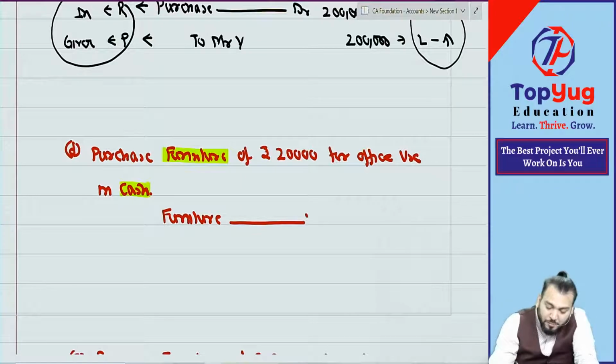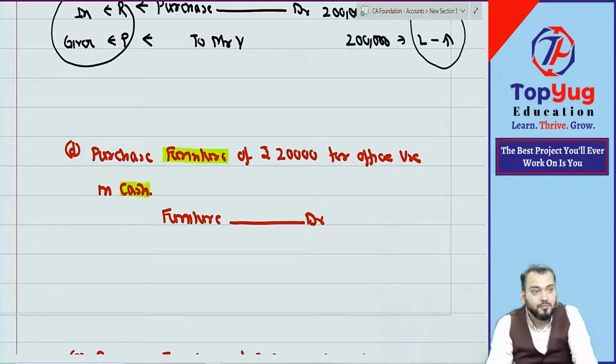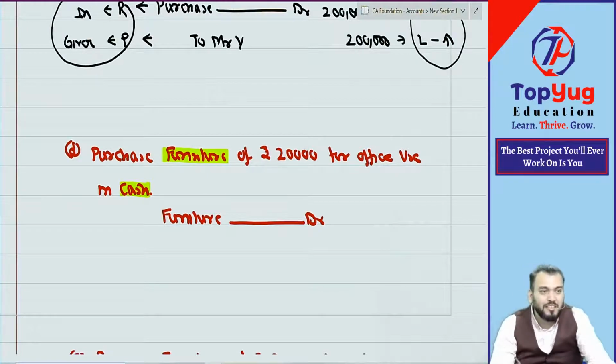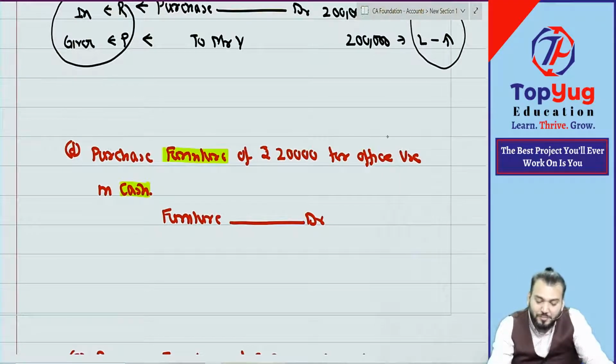Has anyone opened the purchase account? Furniture account debit? A purchase account? Has anyone written purchase account? No, no, no, no. Something wrong happened. It is for office use. It is not for sale.